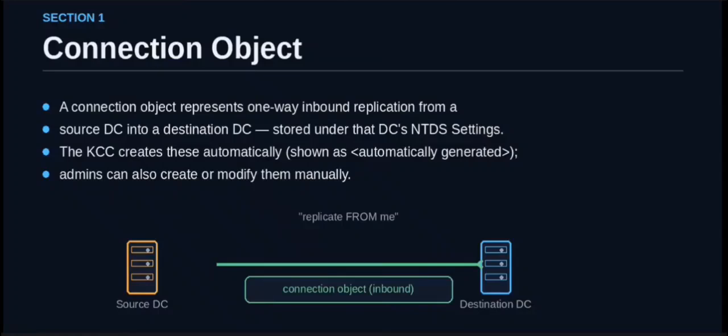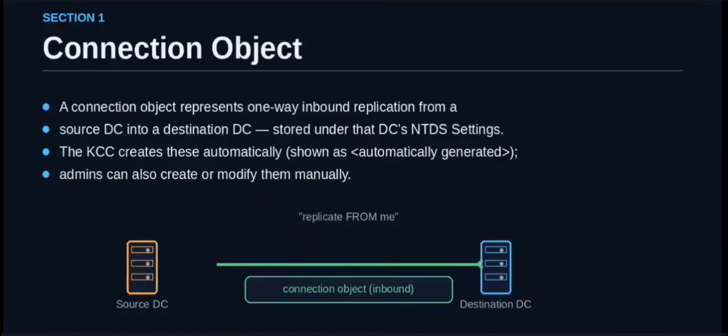Now let's see what is connection object. So think of a connection object as an instruction that tells one domain controller where it should receive replication data from. Here, one important thing we need to remember is that a connection object is one way. For example, DC2 may receive updates from DC1. That doesn't mean DC1 receives updates from DC2. Okay, so if communication is required in both directions, then Active Directory creates another separate connection object.